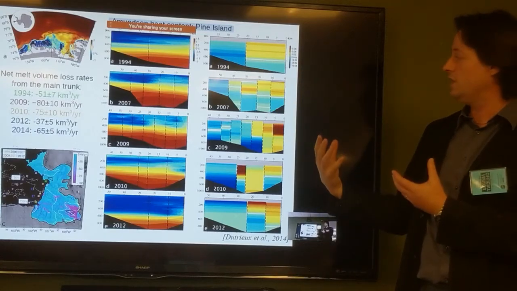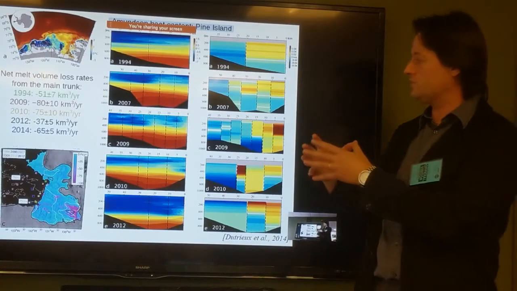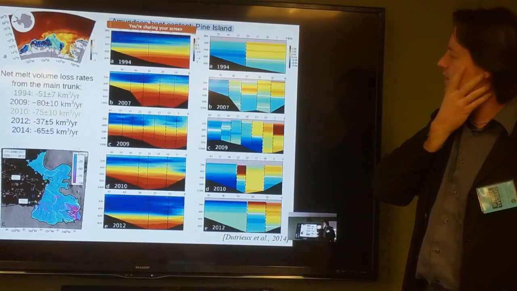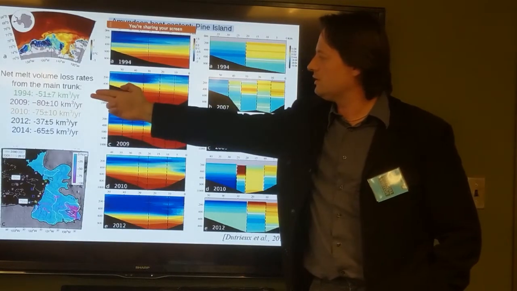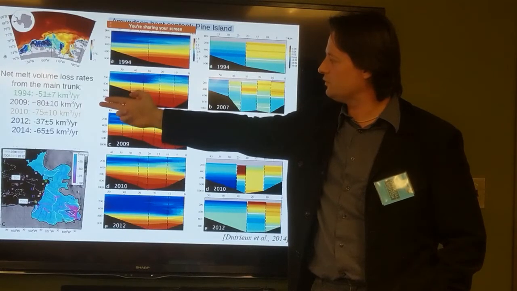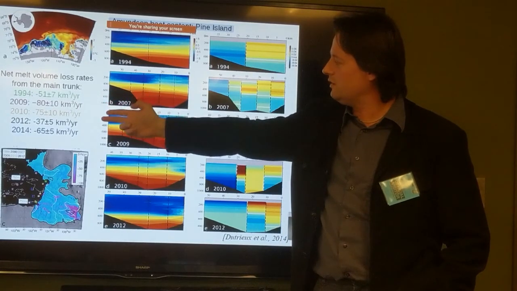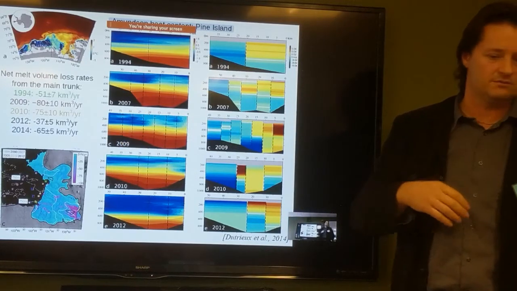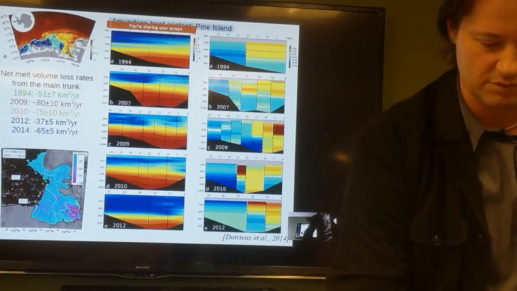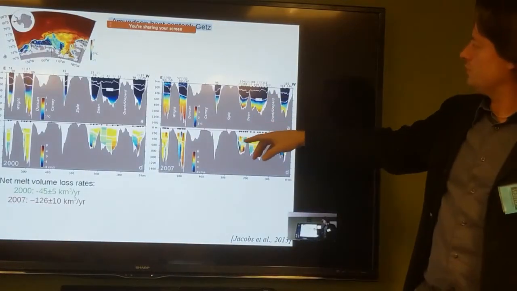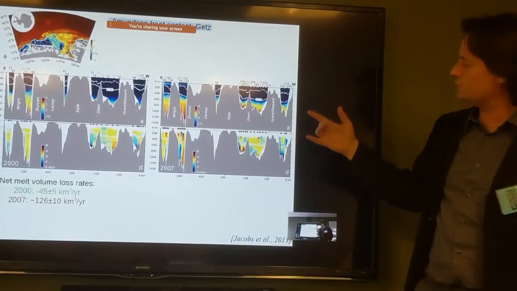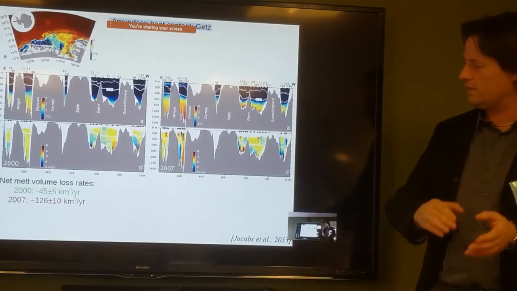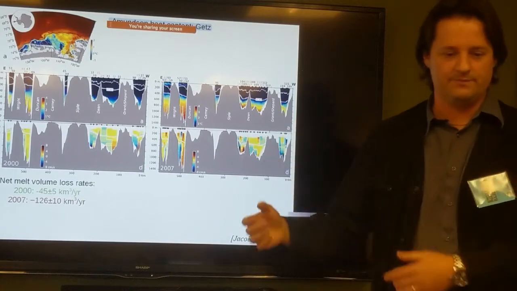We can actually infer how much melt occurred if we assume a steady state. And so these are the numbers that we obtained, going from 50 cubic kilometers per year in 1994 to 80 in 2009, and then way back down to 40 in 2012, and a little bit back up in 2014. So that's for Pine Island Glacier. We can do the same game also for Getz, where we only have 2 years, but same kind of indication. Early 2000, low, and then increase in the late 2000s.